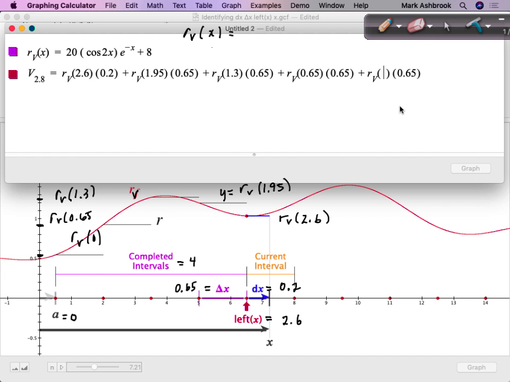And now how do I get to know the value? So I've assigned it to this V sub 2.8. How do I get the value of V sub 2.8? Just type it in, right? It'll tell me what it is. In theory. Yeah.